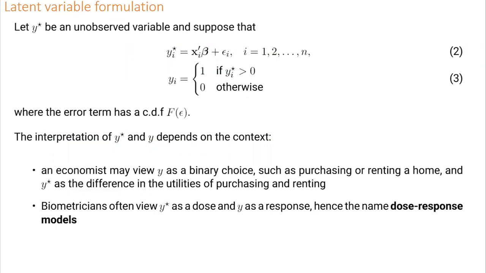Okay, now there is a latent variable formulation of the logistic regression. Latent just means unobserved. Let's present it. Let's say y star here is the unobserved variable. And then let's suppose, okay, this first row is like a usual multiple linear regression.